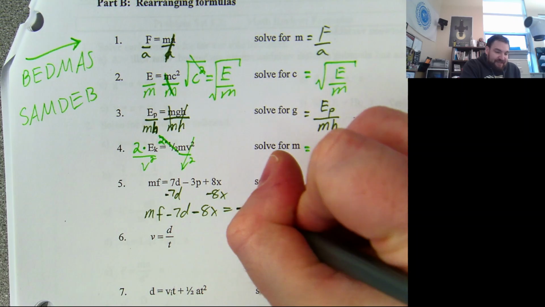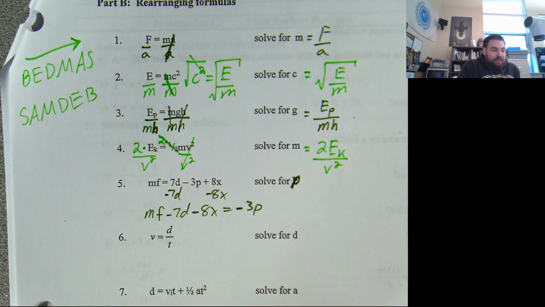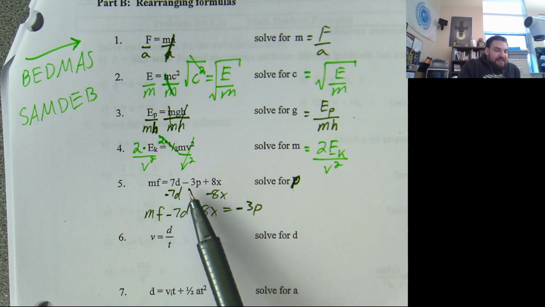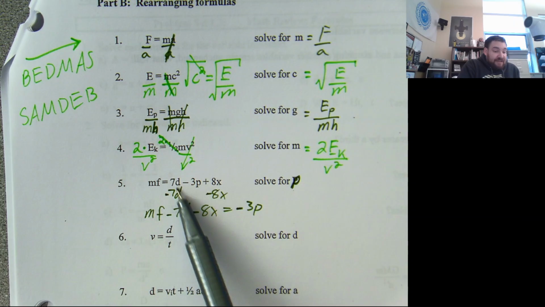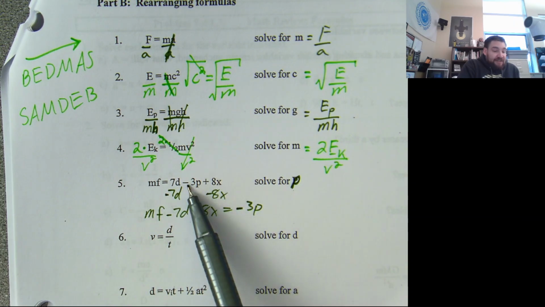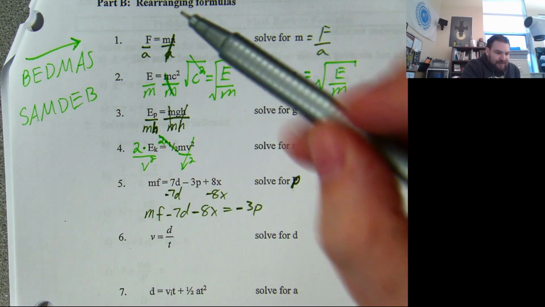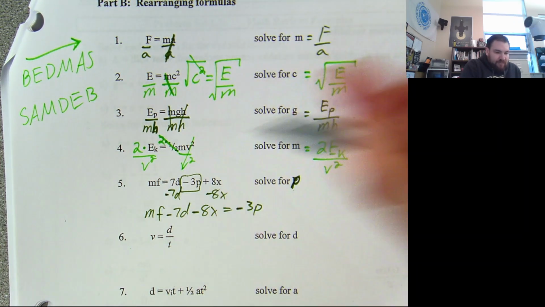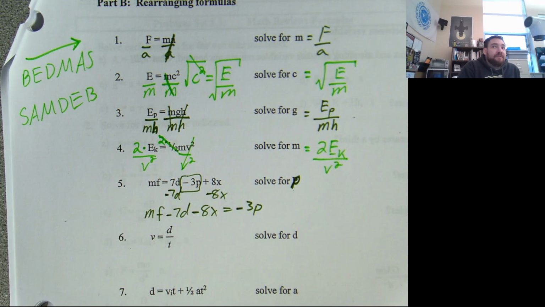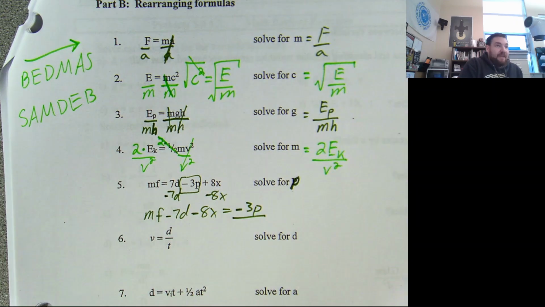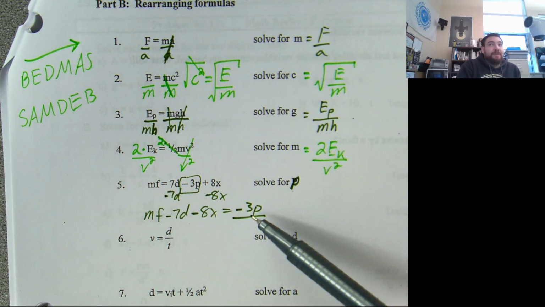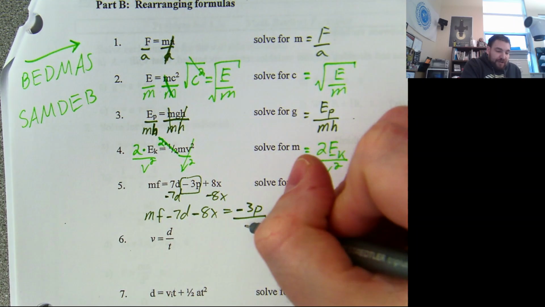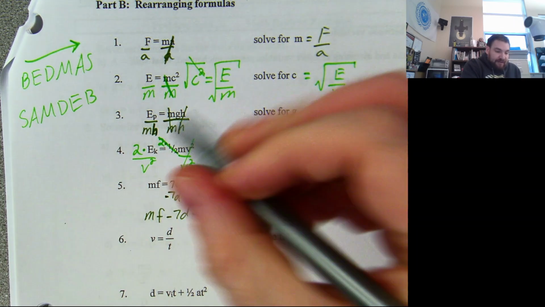Yeah, see that minus sign, students drop all the time. The sign always goes with what comes next. So even though I've gotten rid of the 7d and the 8x, that negative needs to remain with the 3p. This stays together. And then to get p by itself, because the negative 3 and the p are being multiplied together, we want to make sure we divide by negative 3.